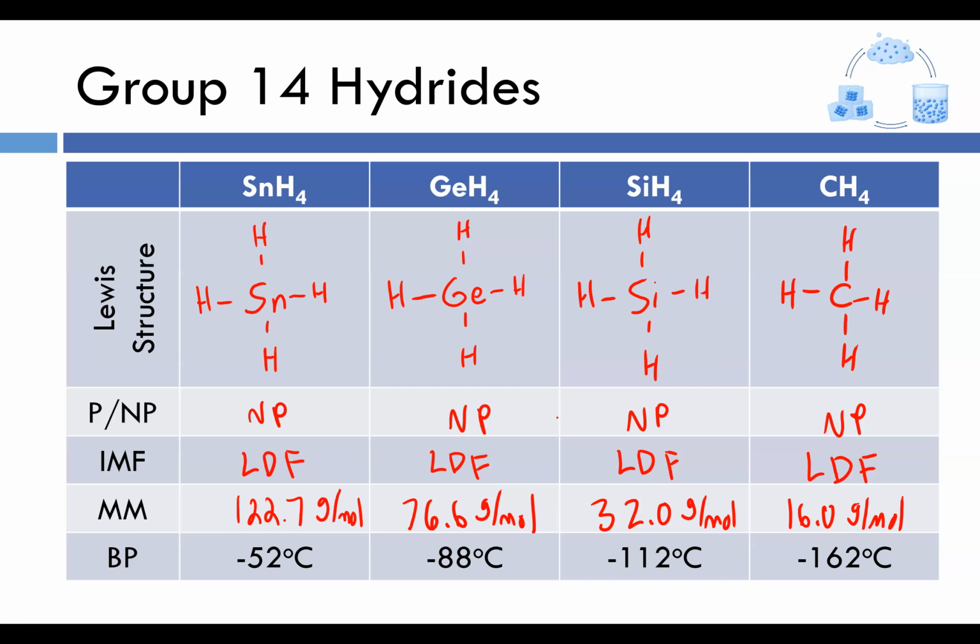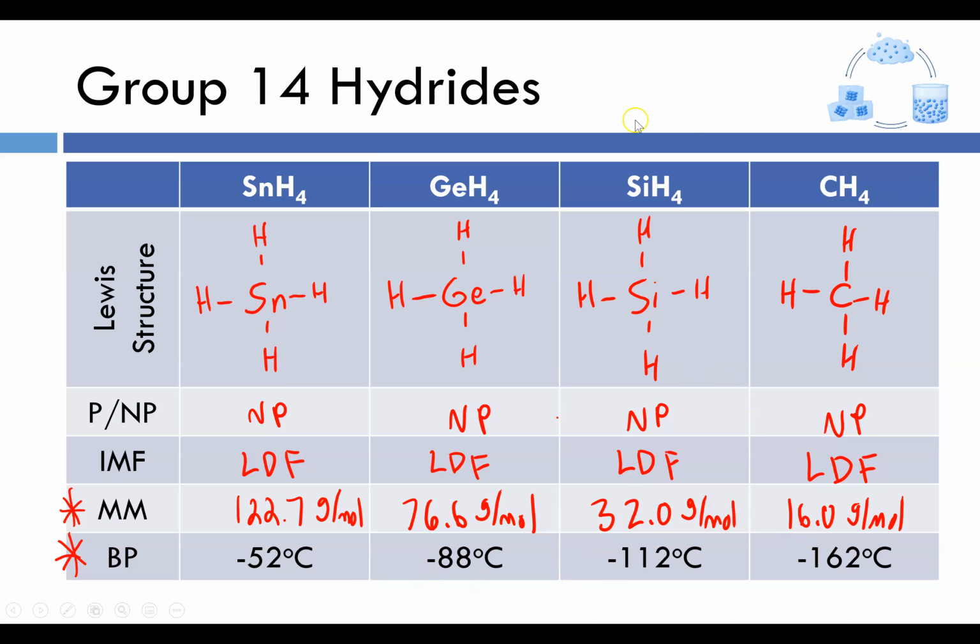I want to look at the relationship between these two values, molar mass and boiling point. As we take a look at the molar mass, as we go from tin tetrahydride to germanium tetrahydride, and so forth, we're seeing a decrease in atomic mass. We're also seeing a decrease in boiling point. It's getting easier and easier to boil them. It's more and more difficult to condense them. I know it's a little bit strange to look at it with the negative signs.